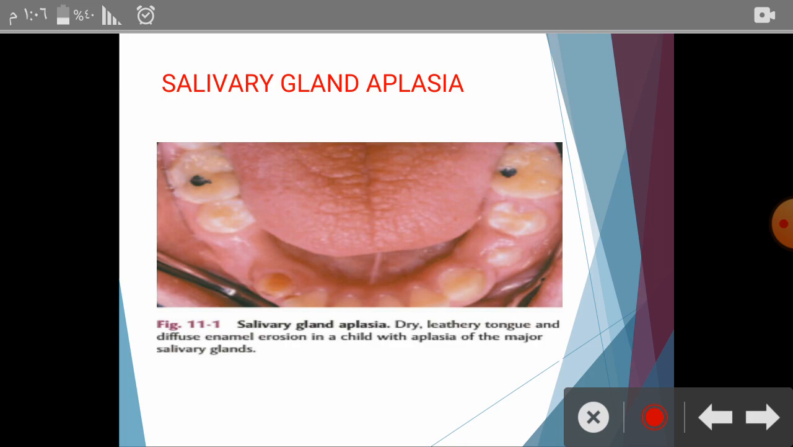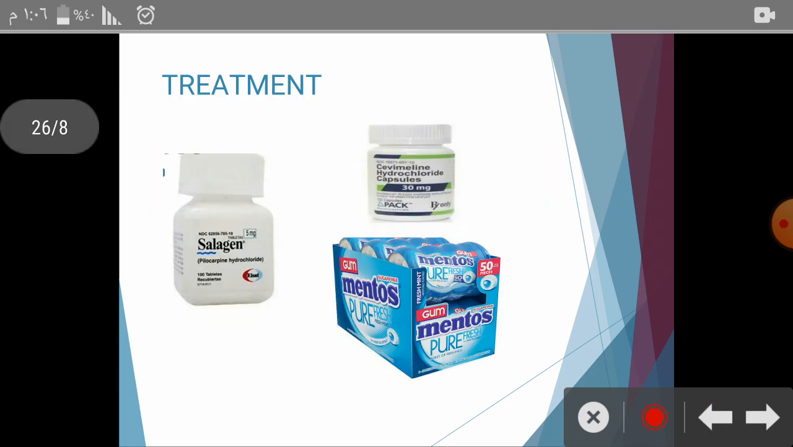We see the high risk of caries and erosion. For treatment, we give sialagogue medications such as pilocarpine and cevimeline to increase salivary production, and sugarless gum to stimulate the salivary flow.